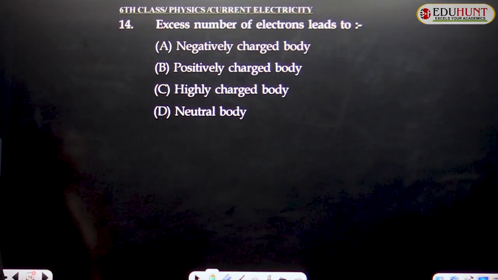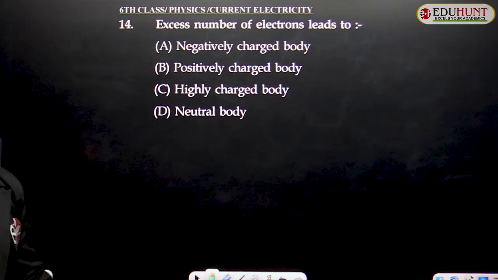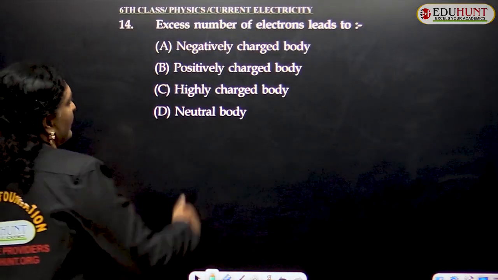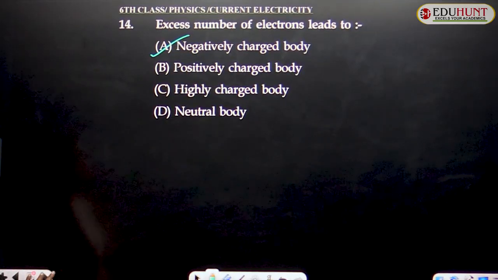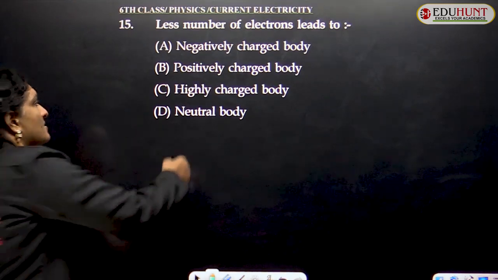14th question: excess number of electrons leads to, more number of electrons means the body is said to be negatively charged. So, an excess number of electrons leads to a negatively charged body. A lesser number of electrons leads to a positively charged body.